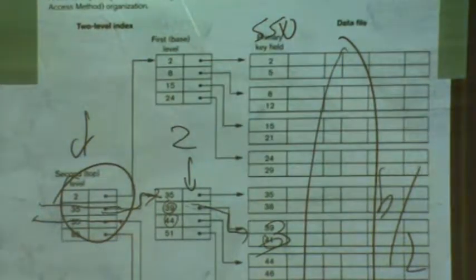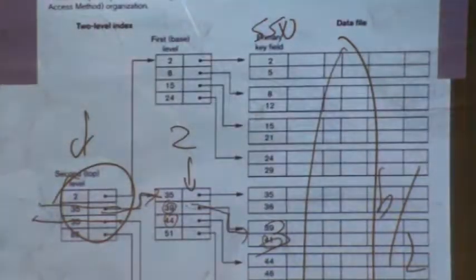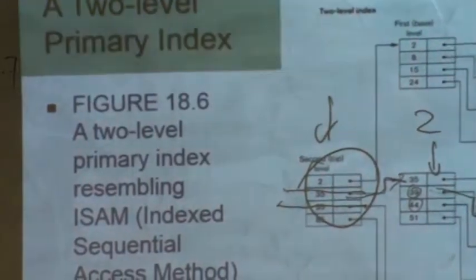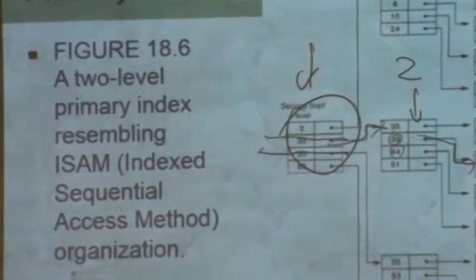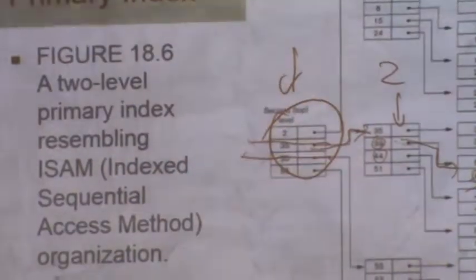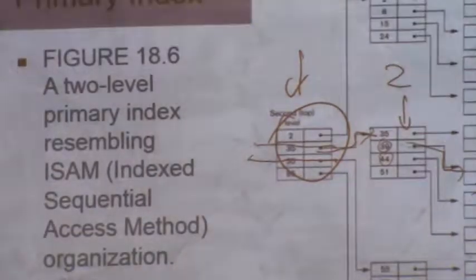So that is how it works. This one is still used for the indexed sequential access method, ISAM. ISAM is used for IBM machines, especially mainframes. They use a different operating system.